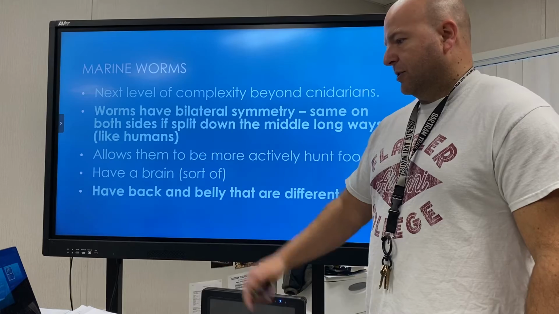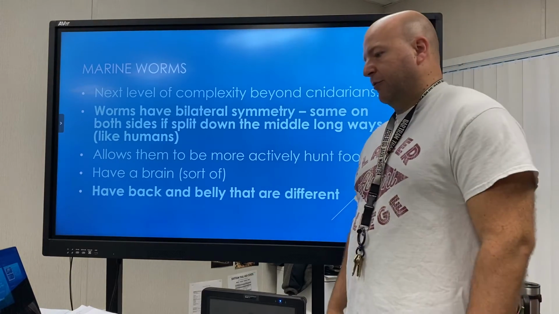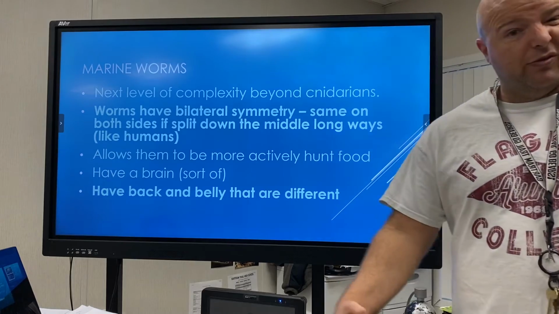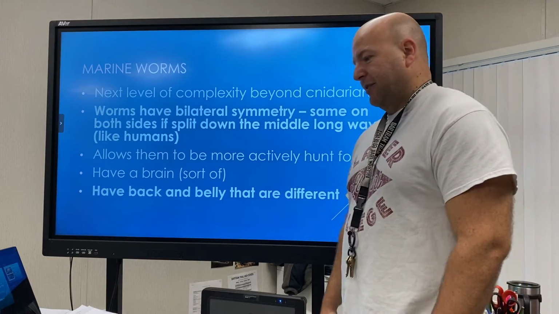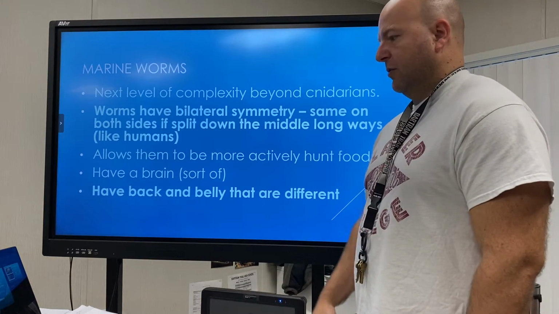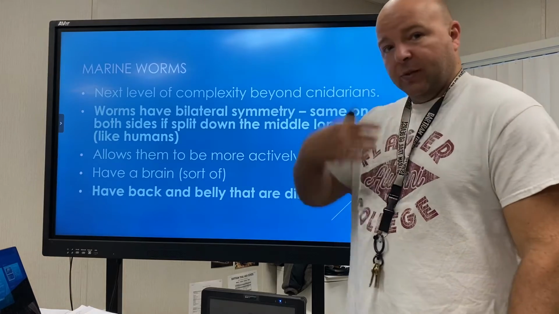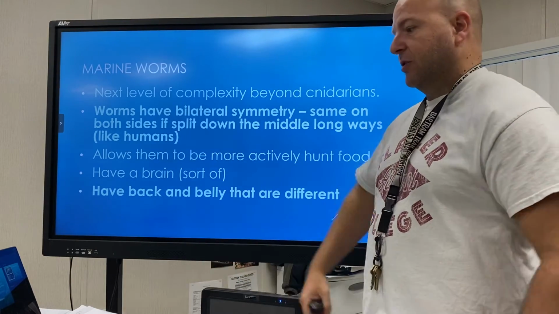This allows marine worms to be a little more active in the hunt for food. They do sort of have brains. They have a back and belly that are different as well. So even though you split them down the middle, they're the same on either side, back and belly are going to be different, similar to us.